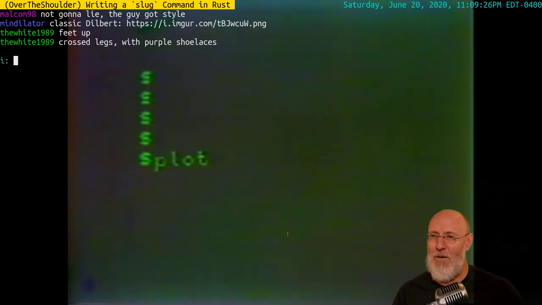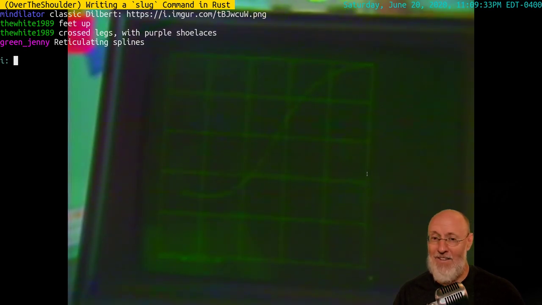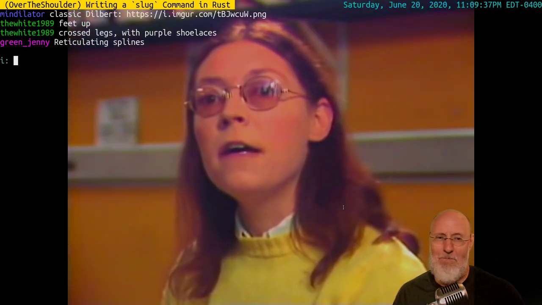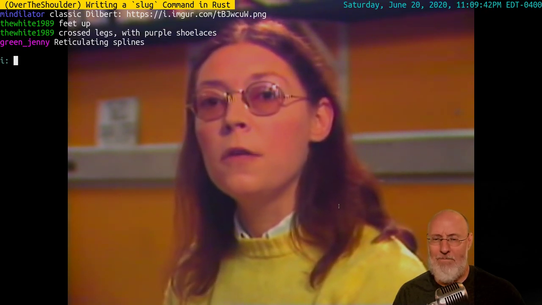Because inside the file plot is this string of commands. The result of plotting those five points, look at this. Isn't that cool? The terminal actually plots it on the terminal and everything. You can put commands in files and only have to type the file name to get these commands executed.